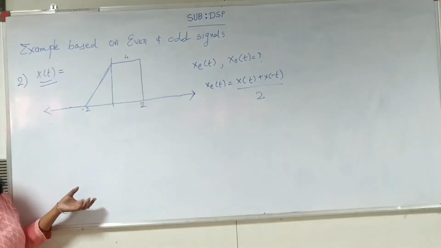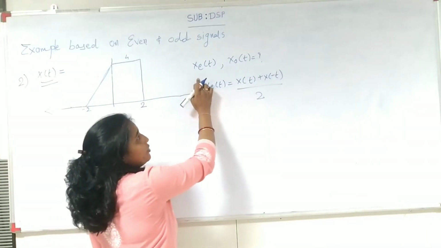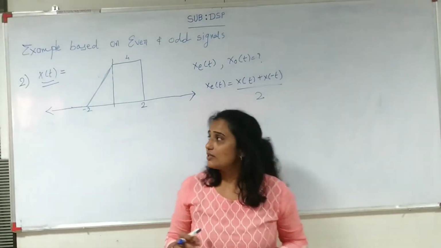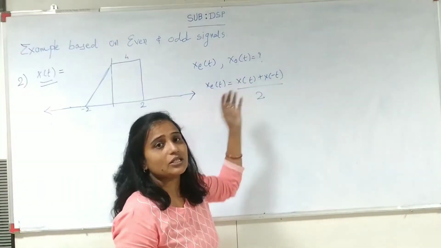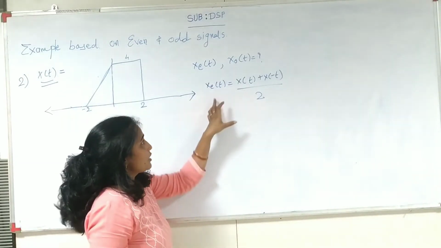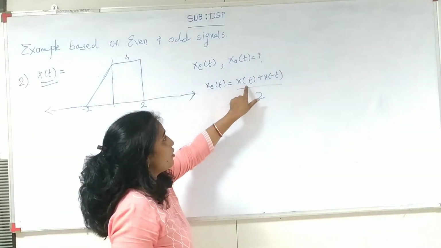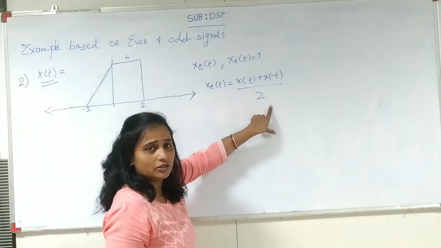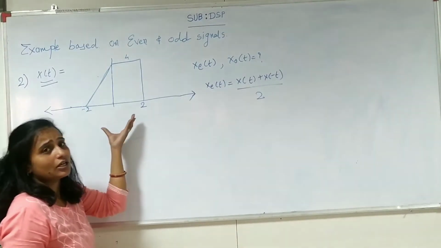Now the next example: x of t is given in the graphical form, and we need to find the even component and odd component of this signal. If your signal is given in the graphical form, then always find the even component and odd component graphically. First we apply the mathematical formula: x of e of t is equal to x of t plus x of minus t, divided by 2. So our original signal is added with the time reversal signal and divided by 2 to find the even component. How is this formula applied in the graphical form?